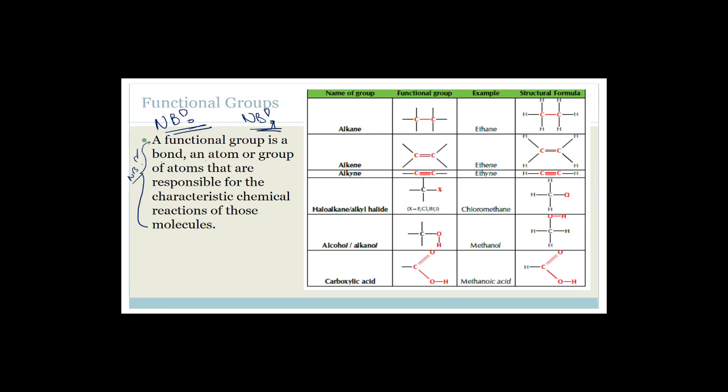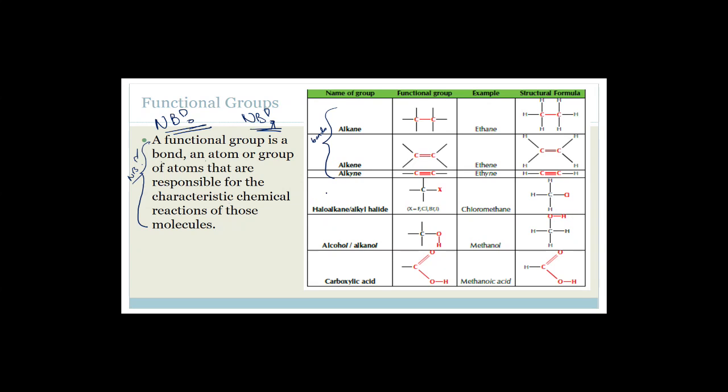Okay, so with alkanes, and we're going to go through every one of these types of groups separately in the next few lessons, but you get alkanes, alkenes, and alkynes, and their functional group are bonds.